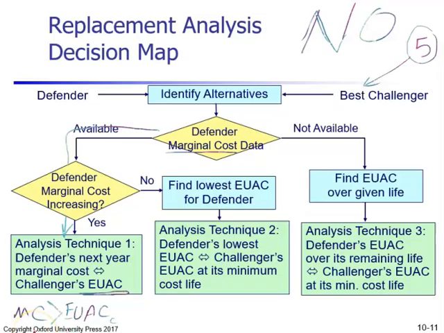Okay, what if the defender marginal cost is not increasing? It is now in a stable situation. In that situation, since it is not increasing, you need to calculate EUAC. And it makes sense. So you are going to calculate EUAC for the defender and compare it with the EUAC of the challenger. If it is greater than the challenger EUAC, replace it. Otherwise, keep it.